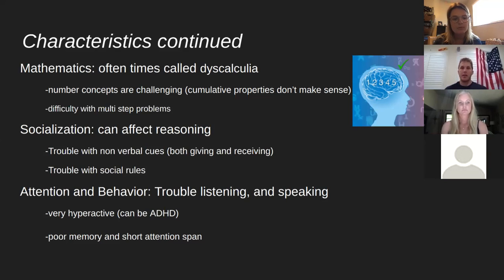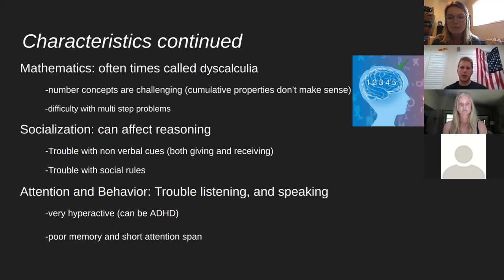This can often lead in many ways to attention and behavior. So they have trouble speaking and they have trouble listening because if they cannot engage in some way, shape, or form in a way to understand, then they lose attention. Their mind has to be focused elsewhere. So they're usually very hyperactive, which can usually be diagnosed as actual ADHD, which is attention deficit hyperactivity disorder. But it also leads to poor memory and short attention spans because they can't focus very long. They don't choose to take in information. And because they don't take in that information, it becomes the norm. They don't learn things because they can't take it in in larger stints.